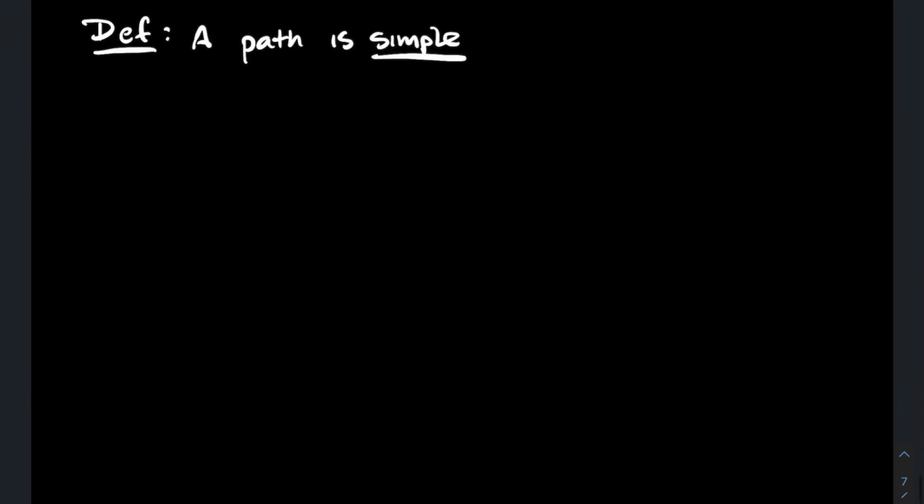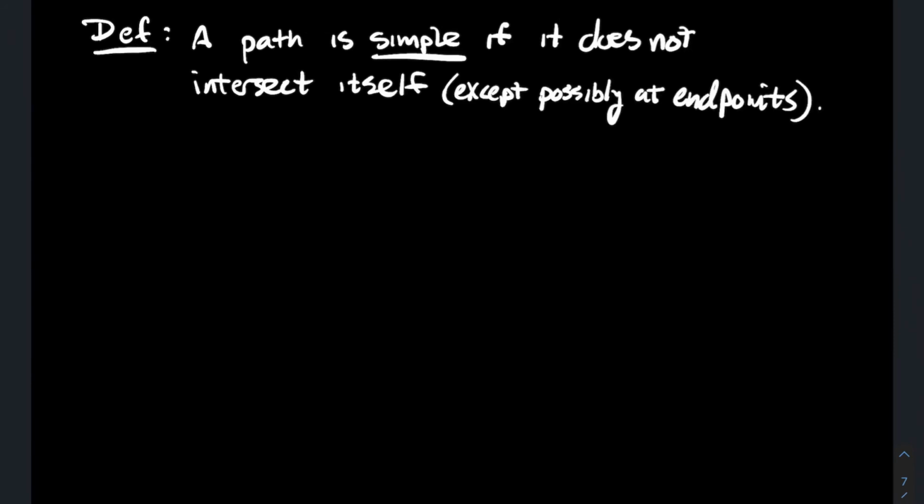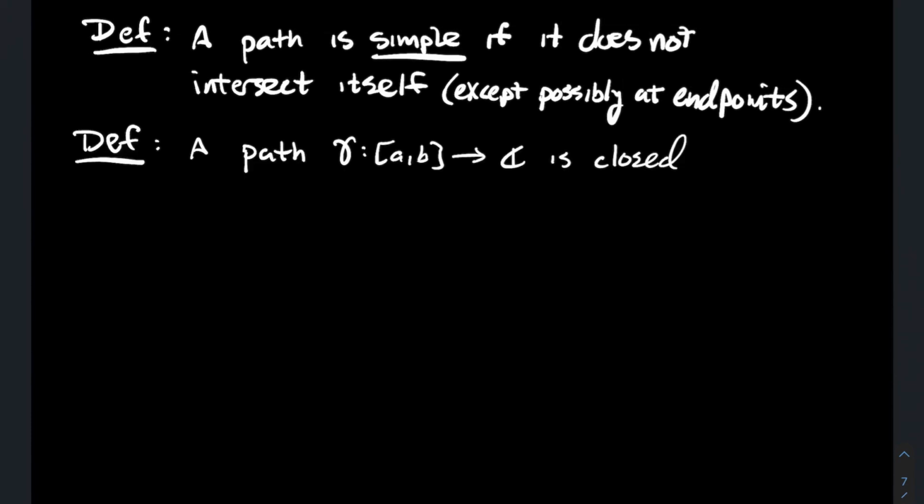A few more definitions. We'll say that a path is simple if it does not intersect itself, except possibly at the endpoints. So it's okay if it intersects itself at the endpoints, like at A and at B. And we'll say that a path is closed if gamma A is equal to gamma B. So notice, A is your starting number you plug in, and B is your ending number. So it's closed if the initial point is the same as the end point, is what that says.